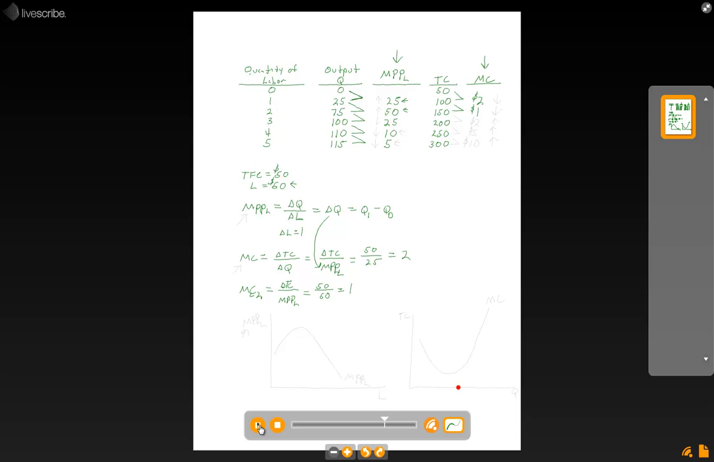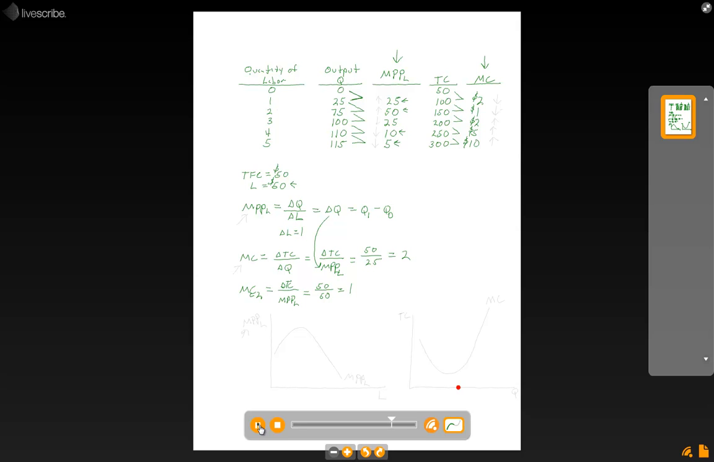And then so it goes. You would have 200 minus 150, which is going to give us 50, and then 50 divided by 25 is going to give us $2. Then 250 minus 200 will give us $50, and 50 divided by 10 is going to give us $5. And then 300 minus 250 will give us 50, and then 50 divided by 5 is going to give us a marginal cost of $10.